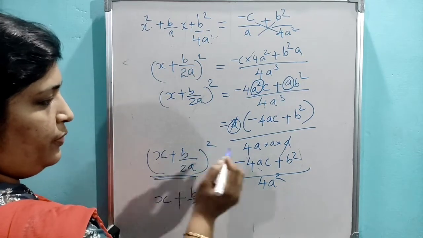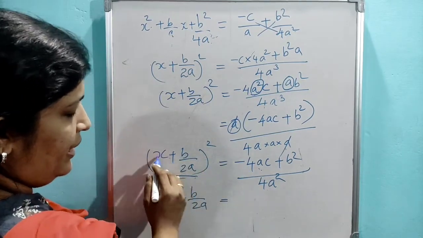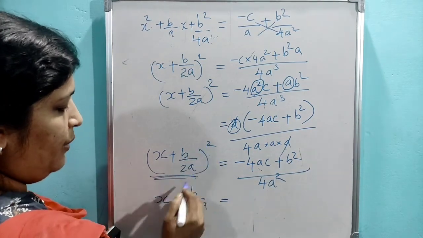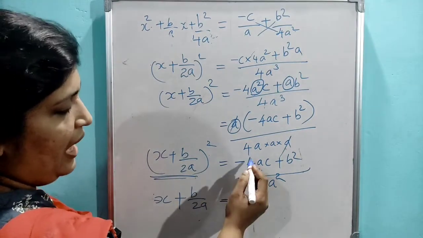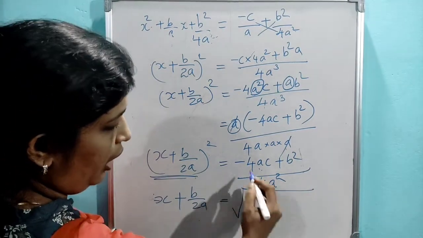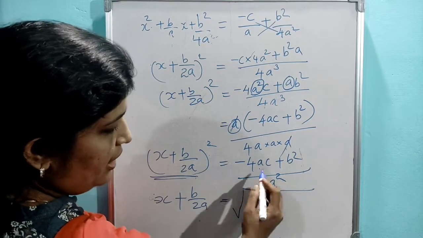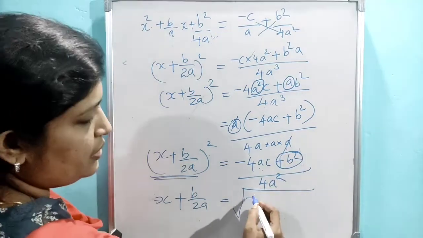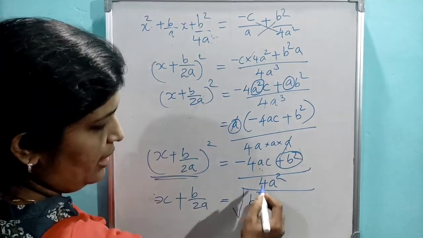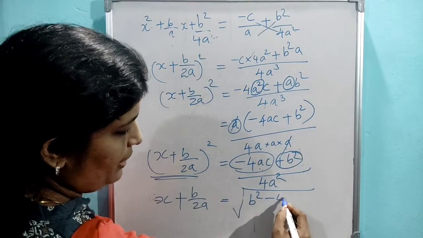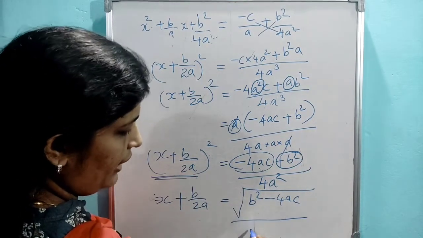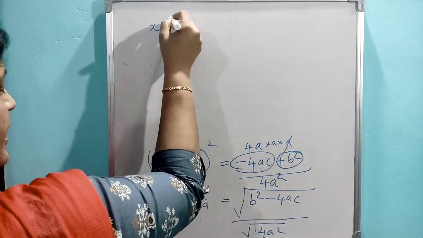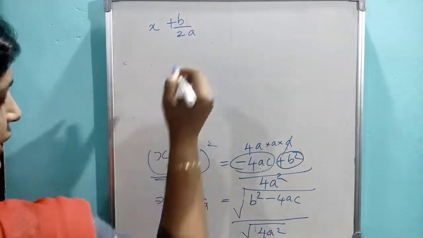Then the square root of this is equal to the square root of this. The square root of a square number is x plus b by 2a, and this side is equal to the root of minus 4ac plus b square. First we can write the plus term, so that is plus b square, and here we have minus 4ac. So b square minus 4ac divided by the root of 4a square. Here we have x plus b by 2a.